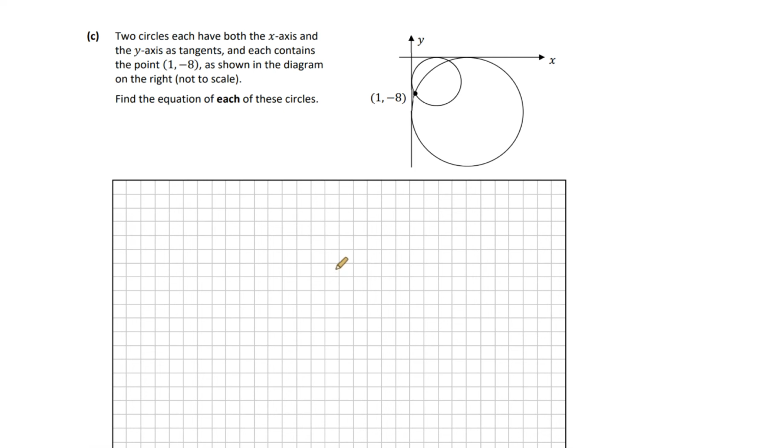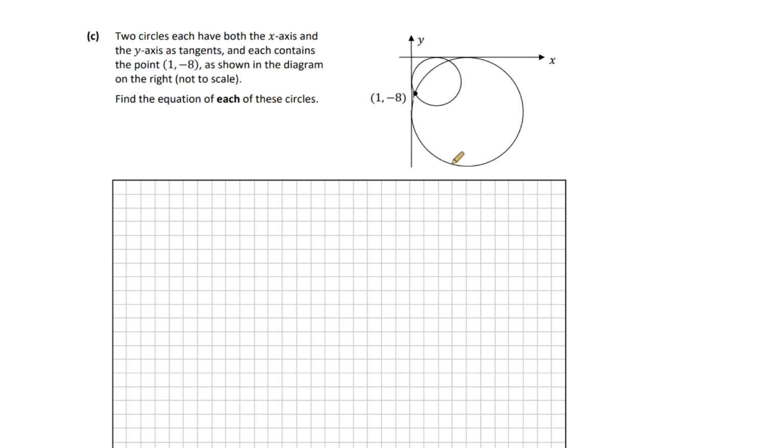Okay, finally, part C. Two circles, each have both the x-axis and the y-axis as tangents, and each contains the point (1, -8), which you can see here. So the point (1, -8) is on both circles. Find the equation of each of these circles.